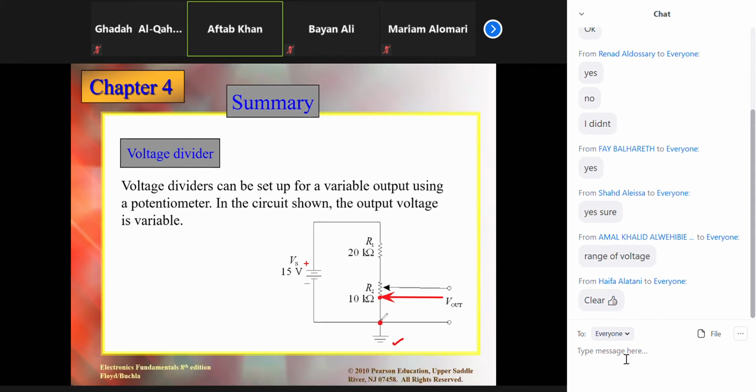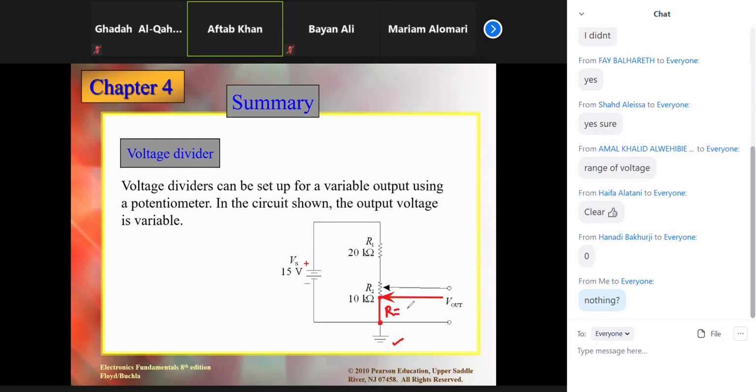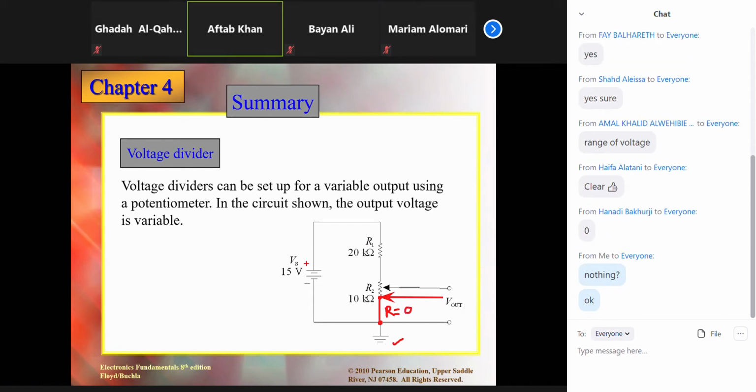What will be the value at that time? What is the resistance when the arrow is there? From this point to this point, it's just a wire, or what we call a short circuit. It will be zero, correct? We cannot say nothing, because a wire is there, right? So it is zero at that time, because a short circuit always has zero resistance. So it's 0 at that time.